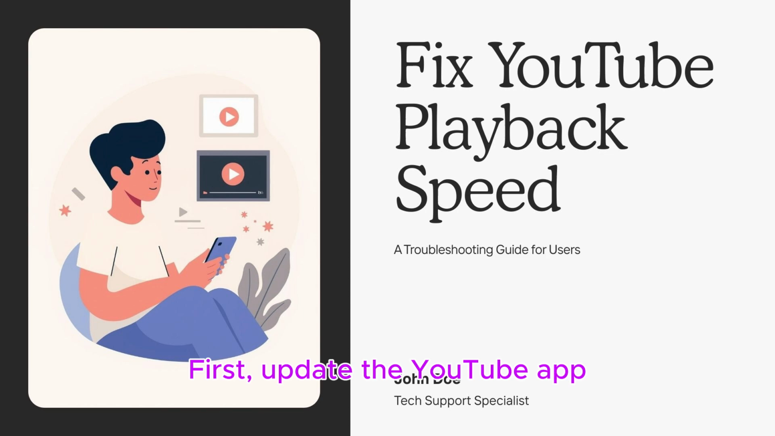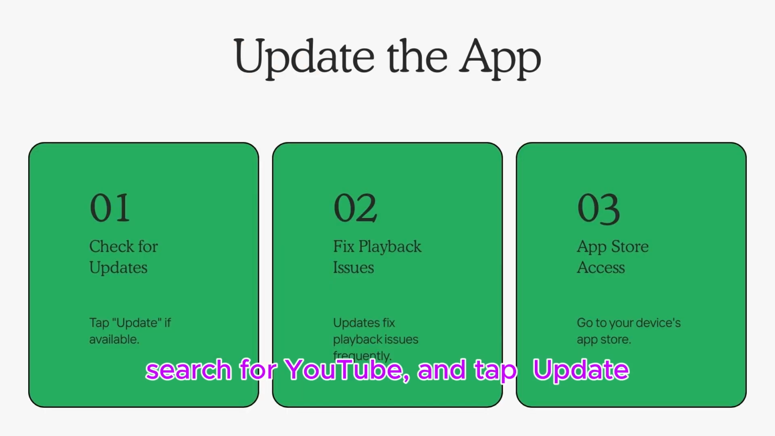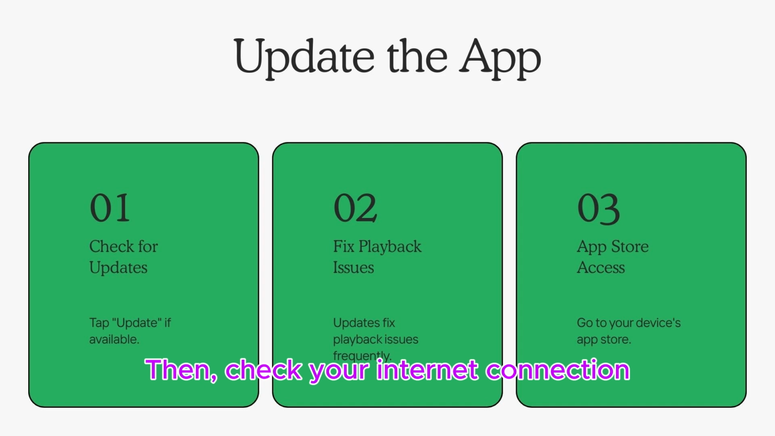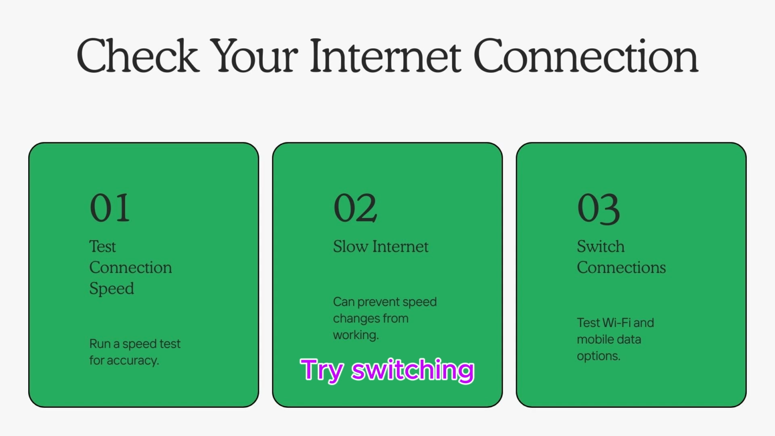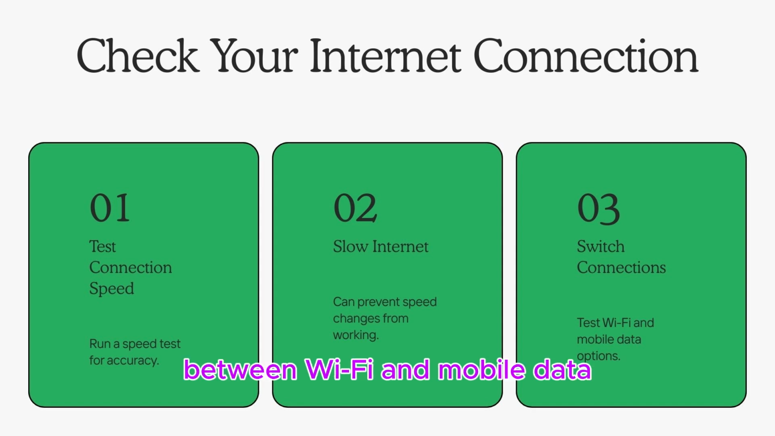First, update the YouTube app. Go to your device's app store, search for YouTube and tap update. Then check your internet connection. A very slow connection can prevent speed changes from buffering properly. Try switching between Wi-Fi and mobile data.